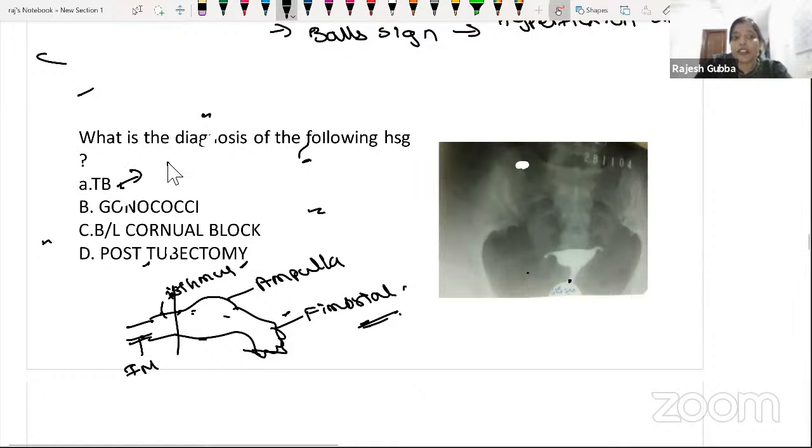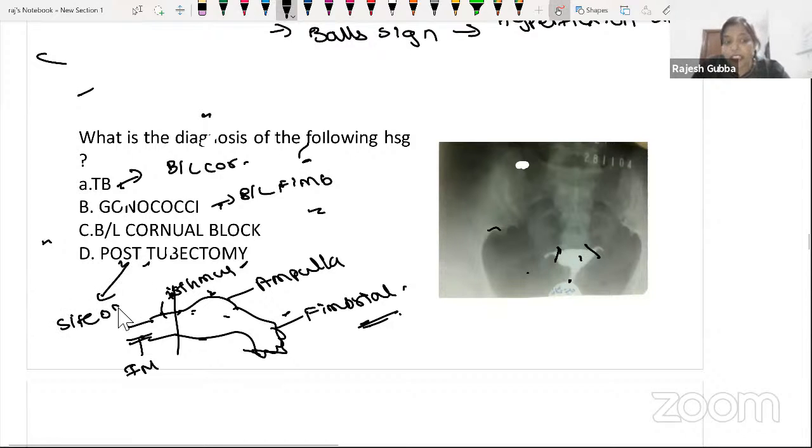Tuberculosis mainly can cause bilateral cornual block. Gonococci, bilateral fimbrial block. This is not cornual. Cornual block means here only it should stop. Dye should not go beyond. Post-tubectomy: what is the site of tubectomy? The site of tubectomy is isthmus. So post-tubectomy, you will have the dye going till there and then stopping.